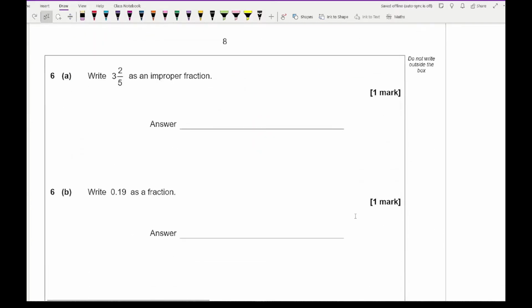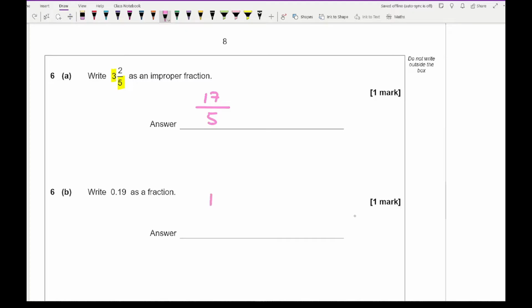Moving on to question 6a, it says write 3 2/5 as an improper fraction. So for this, what we need to do is multiply the big number by the bottom number, add it to the top. So 3 times 5 is 15, plus 2 is 17, and the denominator stays the same, so it's 17 over 5. 6b, it says write 0.19 as a fraction.